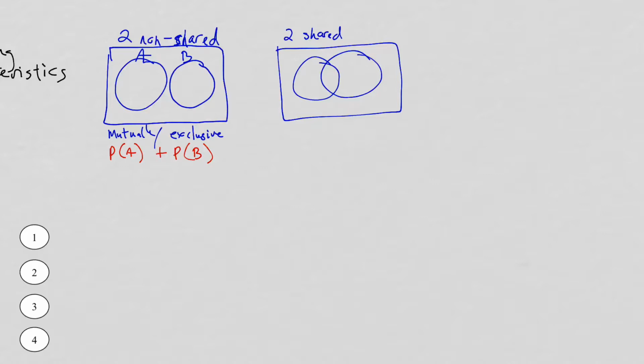All right? So yes, we are going to add them up, same as before. But to make sure we don't double count this overlap, we have to subtract what they both have in common. This is the technical way to put it, but I'm going to be using the word both. They both happen at the same time. They're both shared.